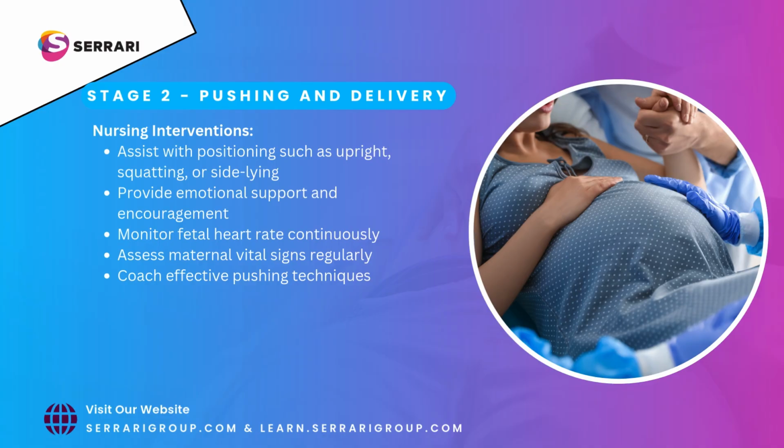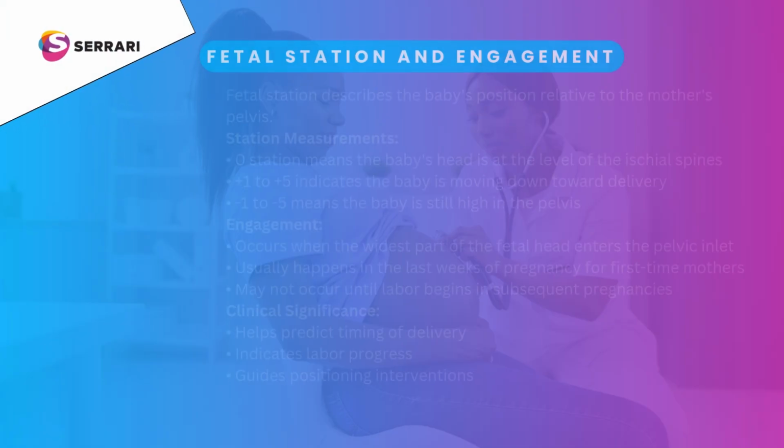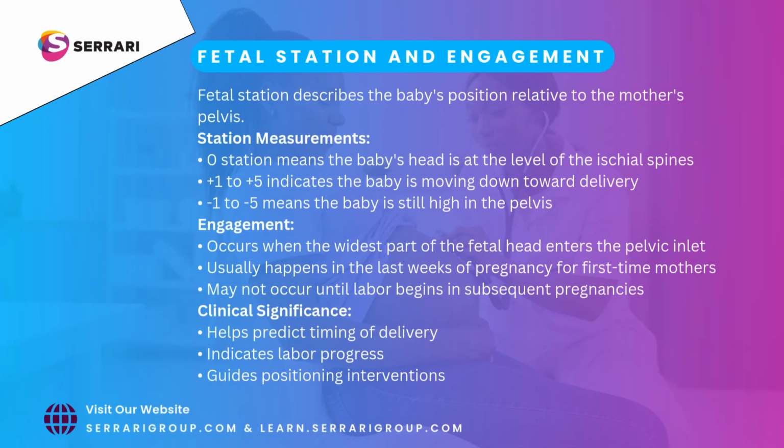Coach effective pushing techniques. Fetal station and engagement. Fetal station describes the baby's position relative to the mother's pelvis. Station measurements: zero station means the baby's head is at the level of the ischial spines. +1 to +5 indicates the baby is moving down toward delivery. -1 to -5 means the baby is still high in the pelvis.